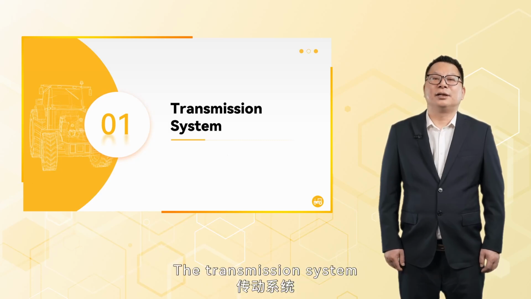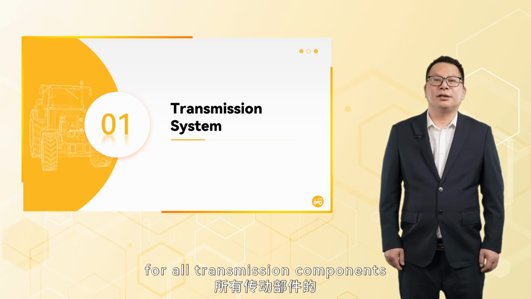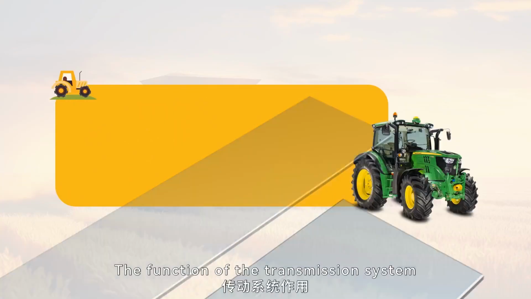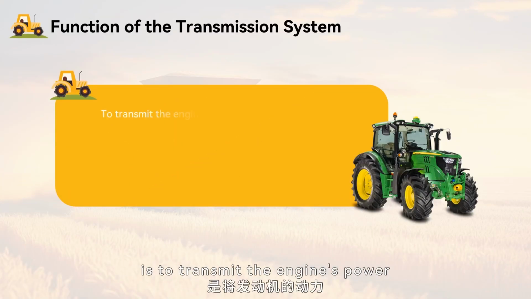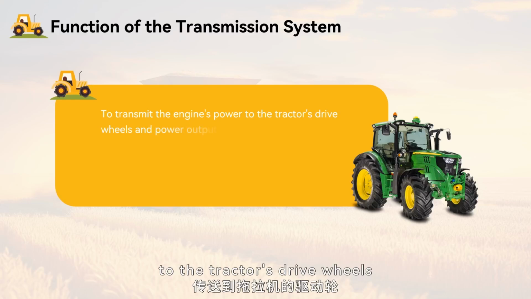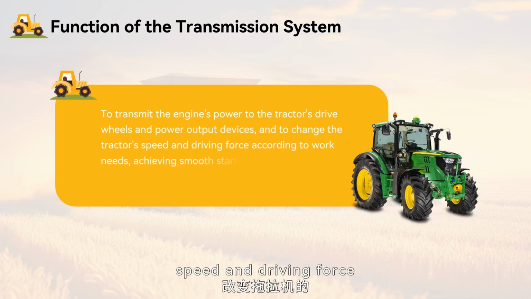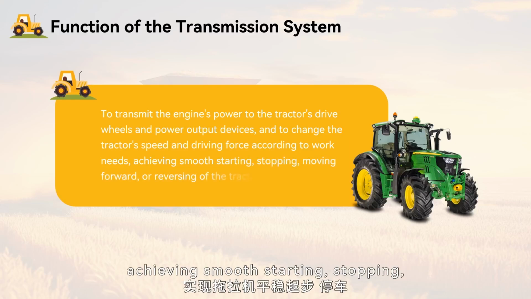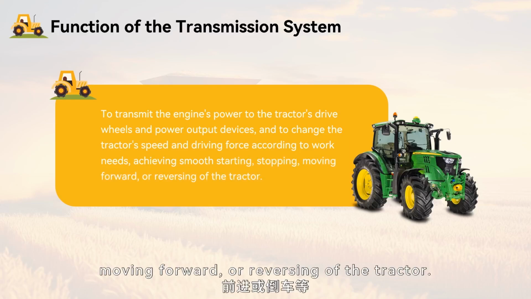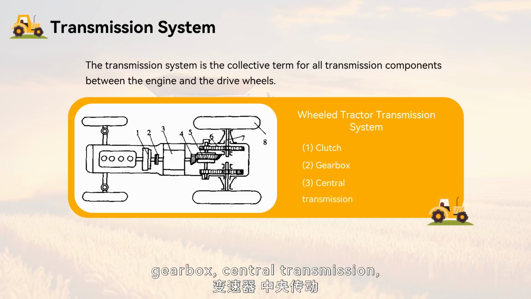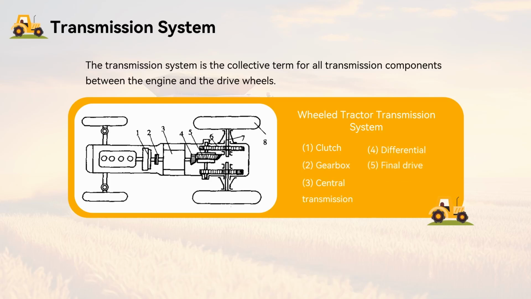The transmission system is the collective term for all transmission components between the engine and the drive wheels. The function of the transmission system is to transmit the engine's power to the tractor's drive wheels and power output devices, and to change the tractor's speed and driving force according to work needs, achieving smooth starting, stopping, moving forward, or reversing of the tractor. The transmission system consists of a clutch, gearbox, central transmission, differential, final drive, left and right drive wheels, etc.